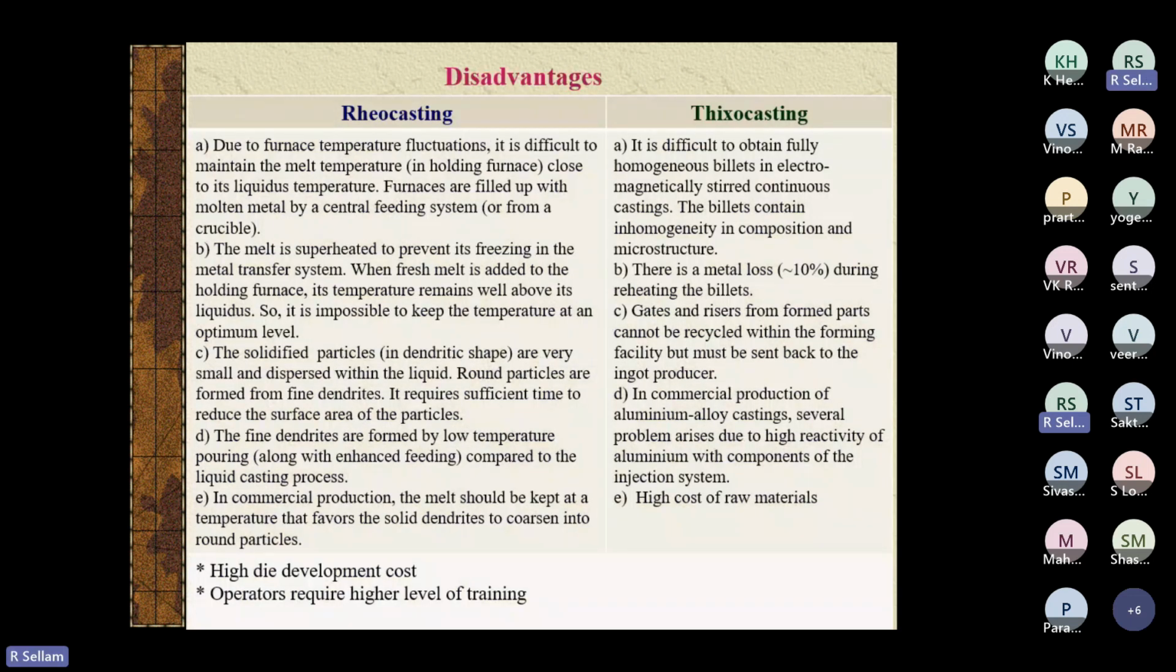But the disadvantages are not fewer. In rheocasting and thixocasting, there are many disadvantages. It's very difficult to maintain the temperature. Furnace temperature fluctuation is the main problem. The melt is superheated to prevent freezing in the metal transfer system, and when fresh melt is added to the holding furnace, the temperature remains well above the liquidus. So it is impossible to keep the temperature at an optimum level. Like this, there are many problems with thixocasting.